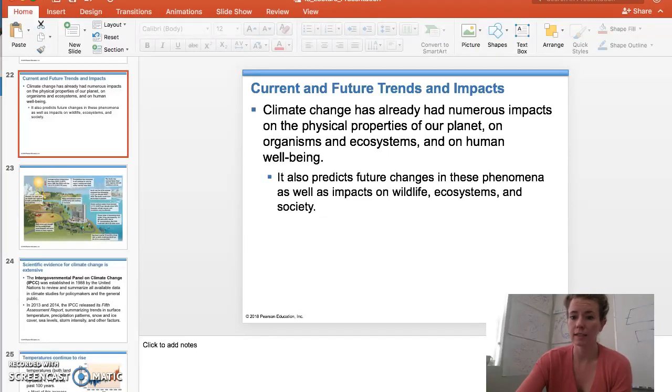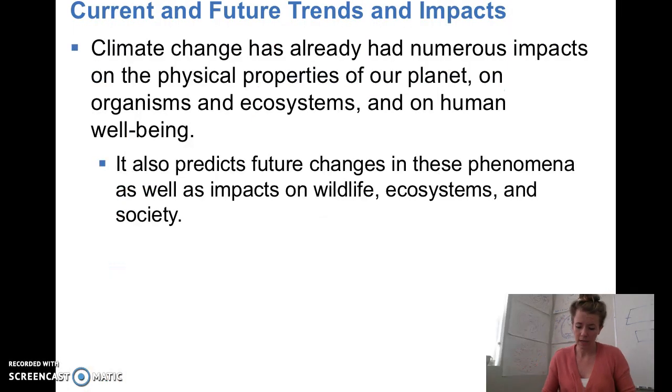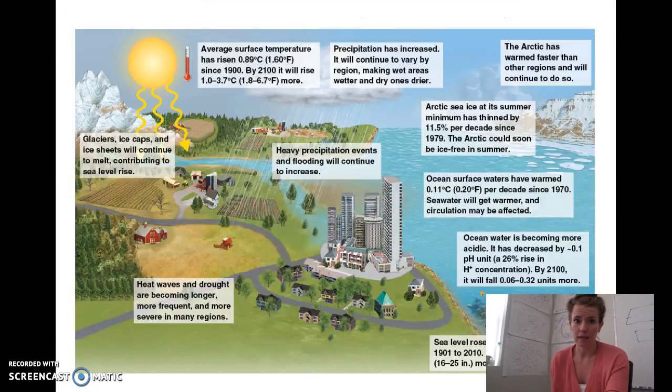So in lesson 18.3, we're talking about how this climate change that now we have defined and talked about how we study it, the effects that it's having, which are pretty drastic. So that's what we're going to be talking about here. Climate change has already had numerous impacts on the physical properties of our planet and organisms and ecosystems and on human well-being. That's what we're going to talk about today. It also predicts changes in these phenomena as well as impacts on wildlife, ecosystems, and society.